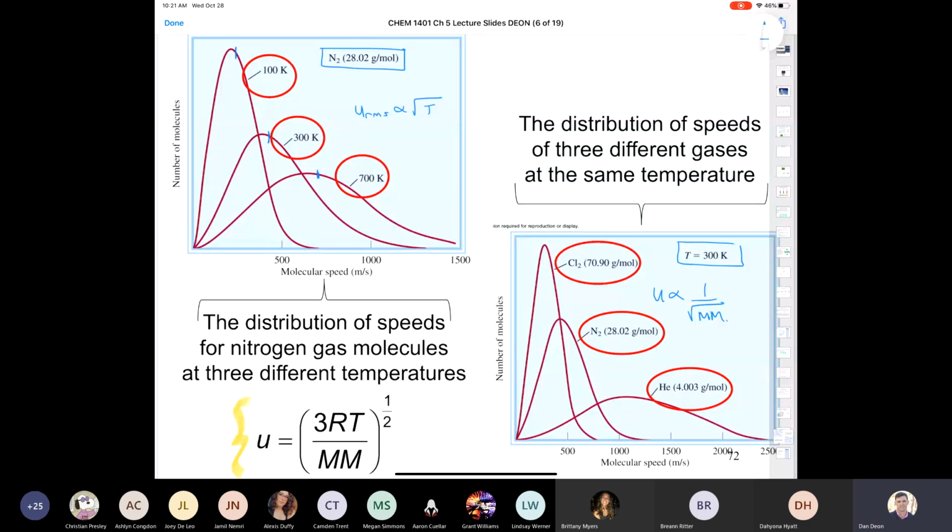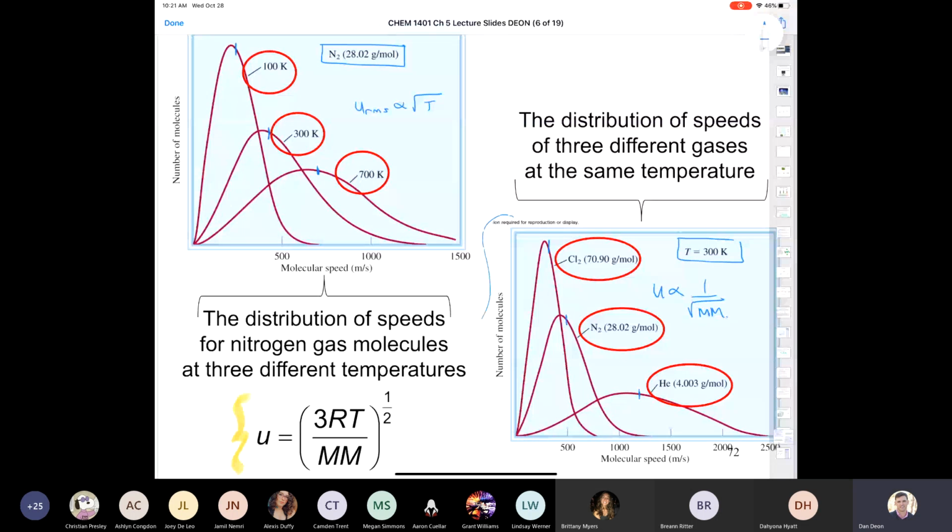And since they're inversely proportional to the molar mass, that tells us that the lower the molar mass, or the lighter the gas, what's going to happen to the root mean square speed? It's going to increase, right? It's going to get higher and higher and higher. All right. That makes sense based off that demonstration that I did earlier today.